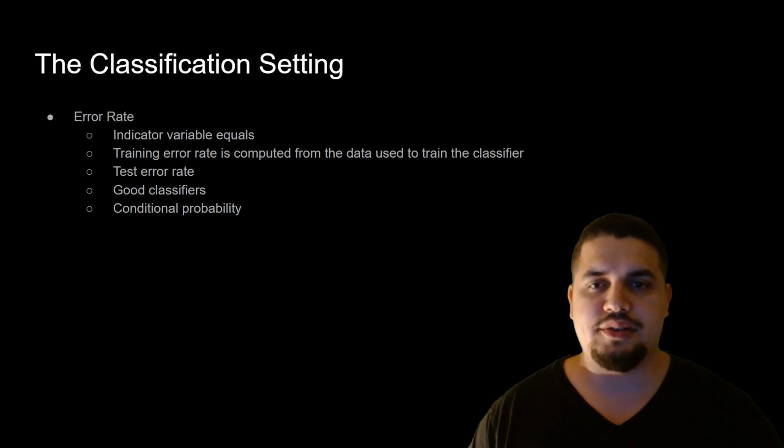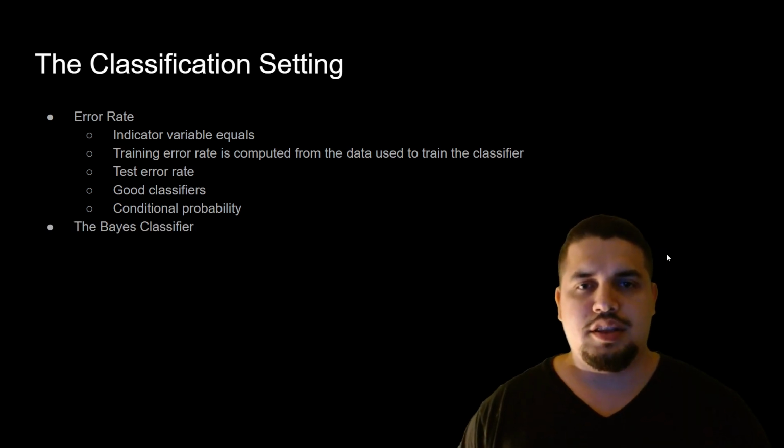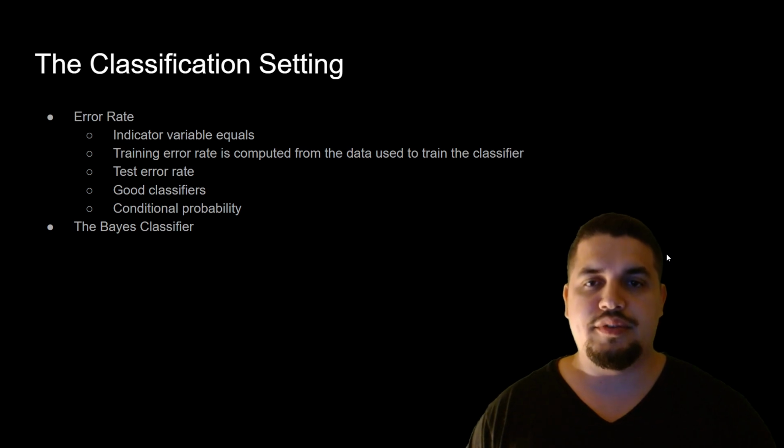Similarly, the test error rate uses a different set of data points and is calculated in the same way. A good classifier aims to minimize the test error rate. In this context, a conditional probability is the likelihood that the outcome equals a specific value, given the observed predictor. The Bayes classifier is known for having the lowest possible error rate based on the probabilities computed from the data.